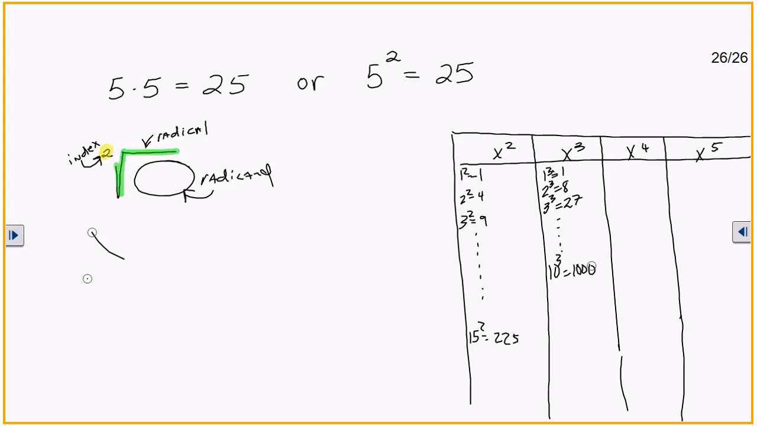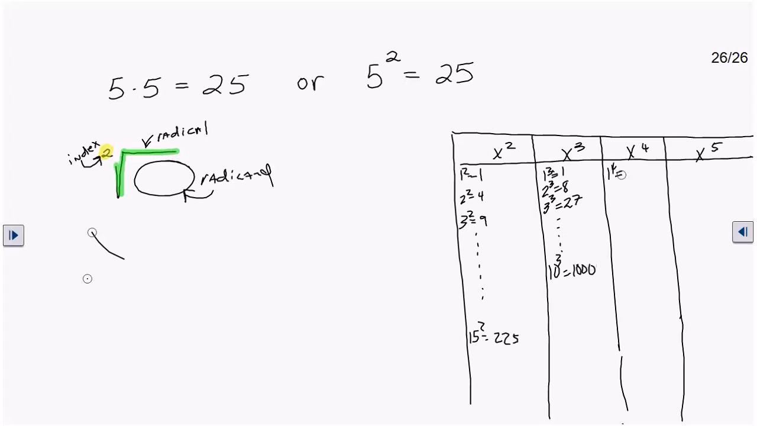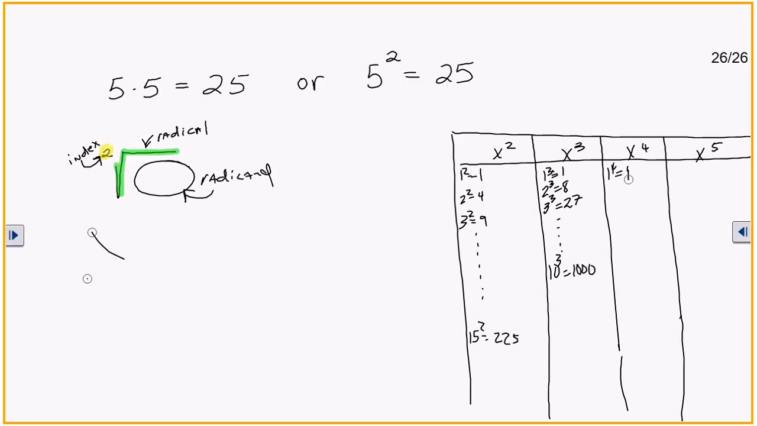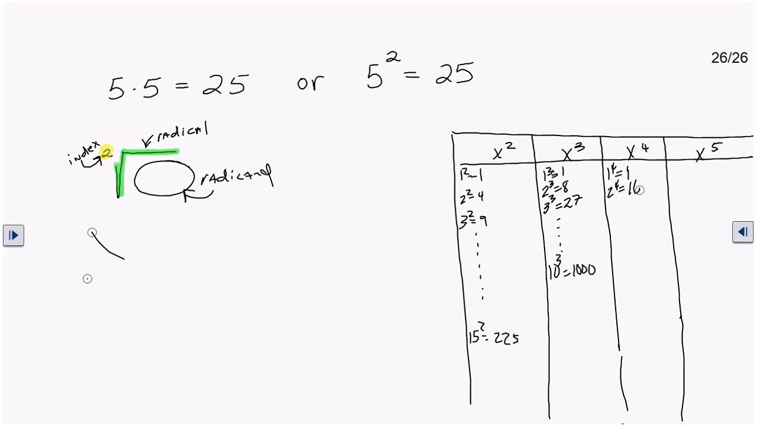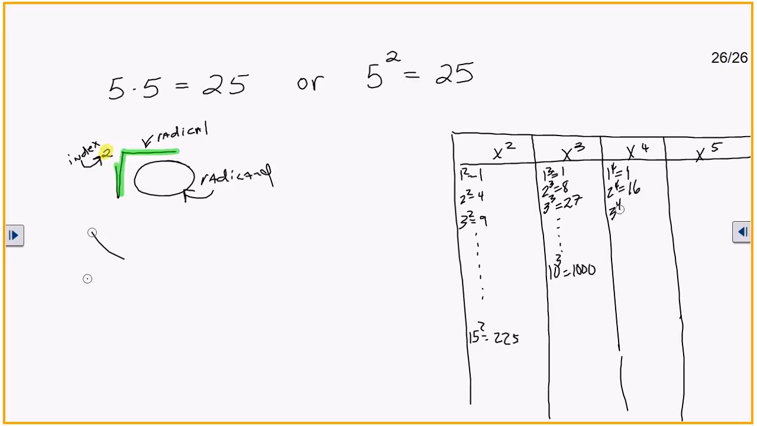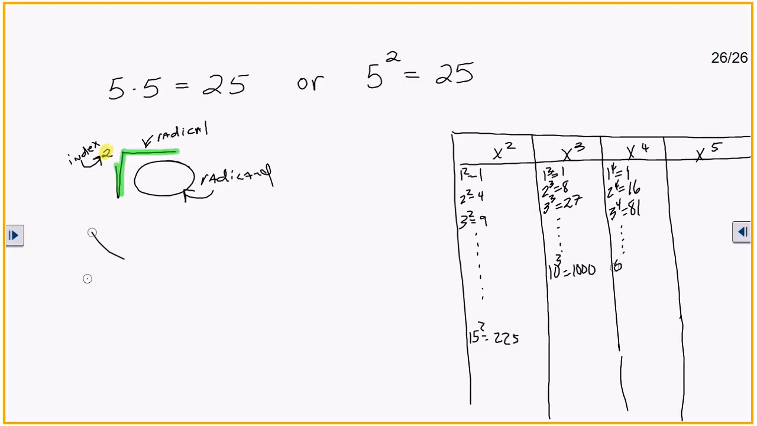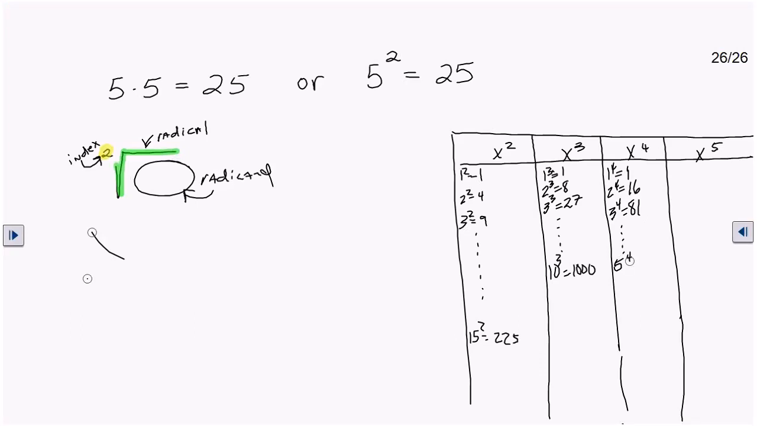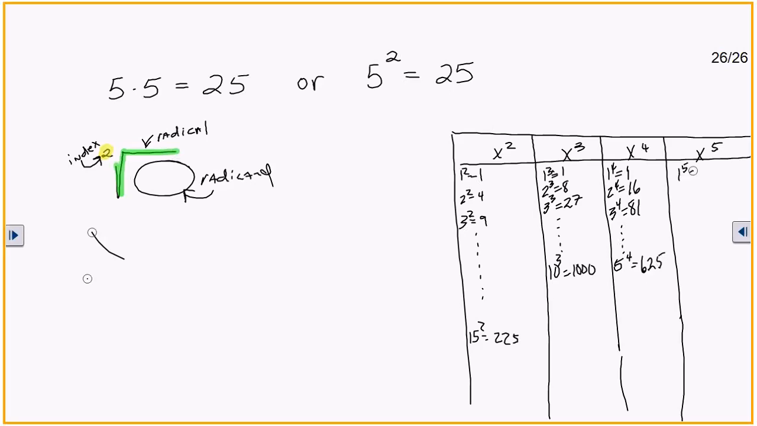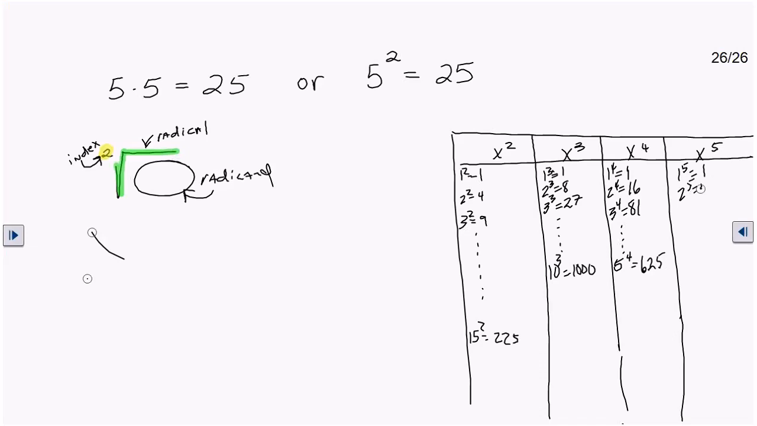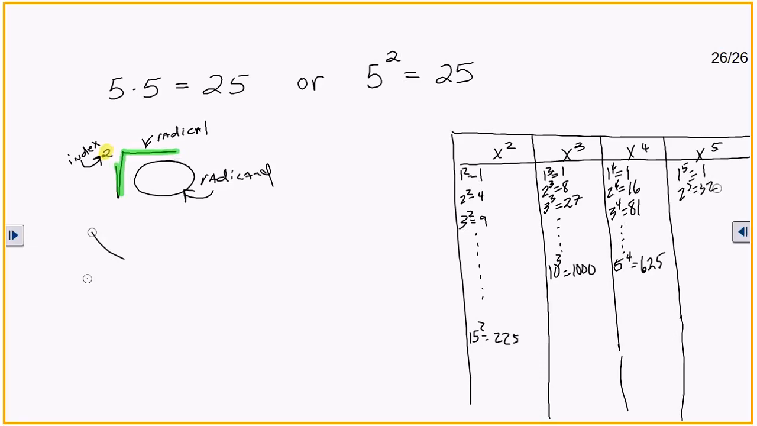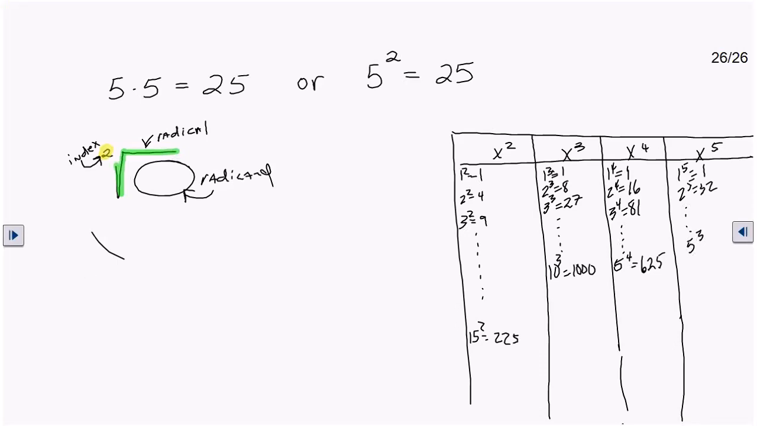Okay, and x to the 4th, 1 to the 4th is equal to 1, 2 to the 4th is equal to 16, 3 to the 4th is equal to 81, and I tell them to go, I think, to 5. You can go as far as you want to. 5 to the 4th is 625, I believe. And then up here, 1 to the 5th is equal to 1, 2 to the 5th is equal to 32, 3 to the 5th is, and I tell them to go down to 5 here. 5 to the 5th. Okay?